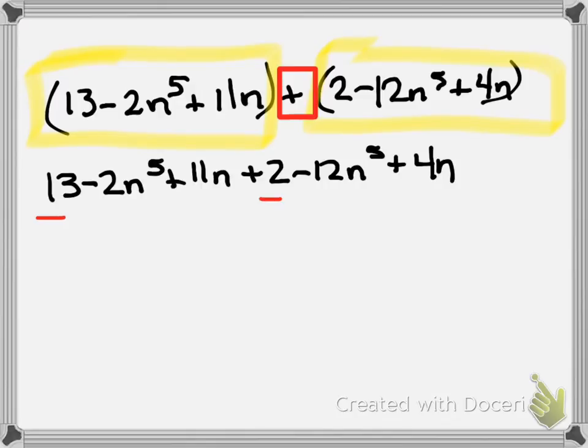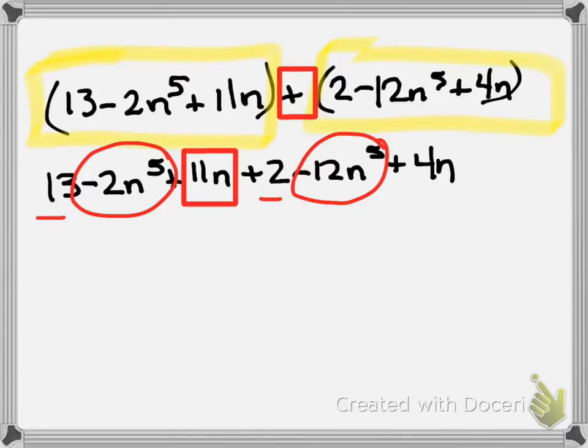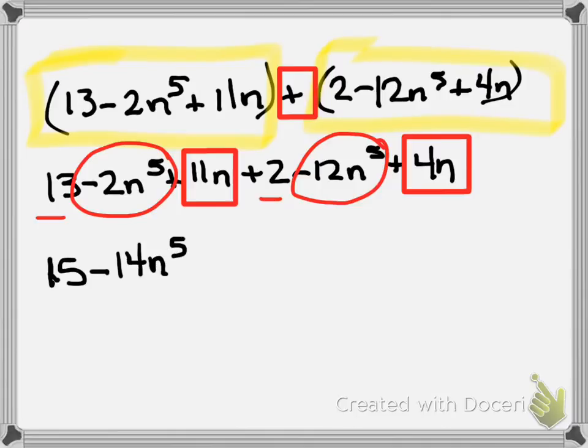So we have two constants. We have an n to the fifth and an n to the fifth, and we have an n with an n. We're just going to combine those. So the 13 plus the 2 becomes 15. Negative 2n to the fifth and negative 12 is negative 14n to the fifth. 11n and 4n is 15n. When you have addition there, it's very simple.